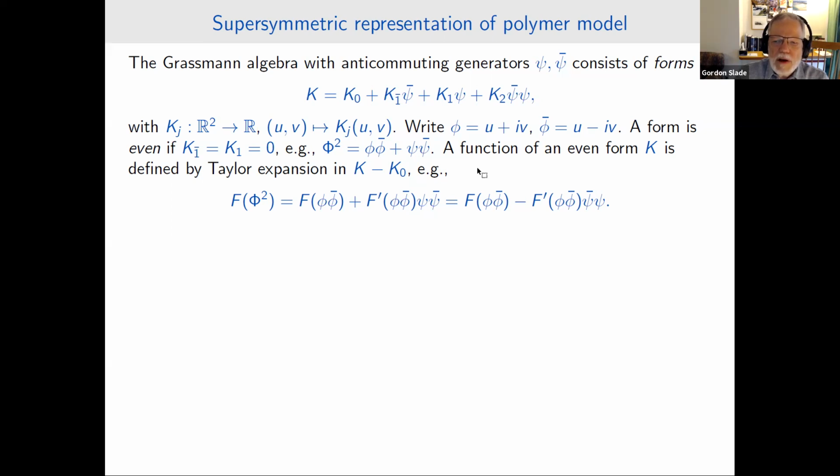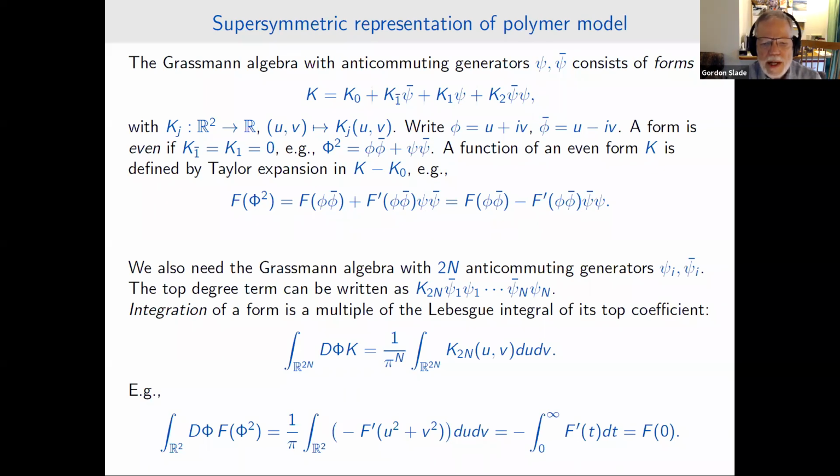And if we have a function, we'll define a function of an even form k by its Taylor expansion in the so-called fermionic part of k. So this is the purely bosonic part of k. This is the fermionic part of k. And in this case, if f is some function like e to the minus t, then f of phi squared will be f of phi bar phi plus f prime of phi bar phi times psi bar psi. This is the definition of how you evaluate f on a form. And because of the anti-commutativity of psi bar and psi, I could also write it this way with a minus sign.